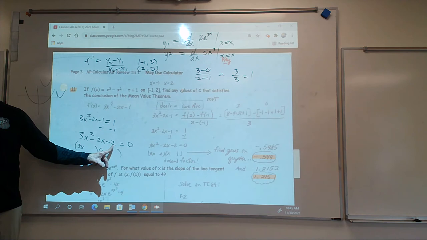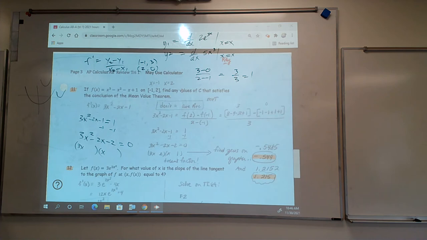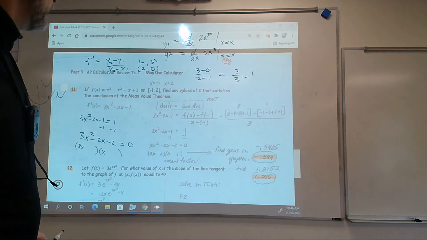Now, which one am I not going to use? Well, it looks like we're going to use them both. So we've got to go somewhere between negative one and two. But if it were to hit over here, we couldn't use that. It has to be in between these two points. So on the calculator, we need to graph.